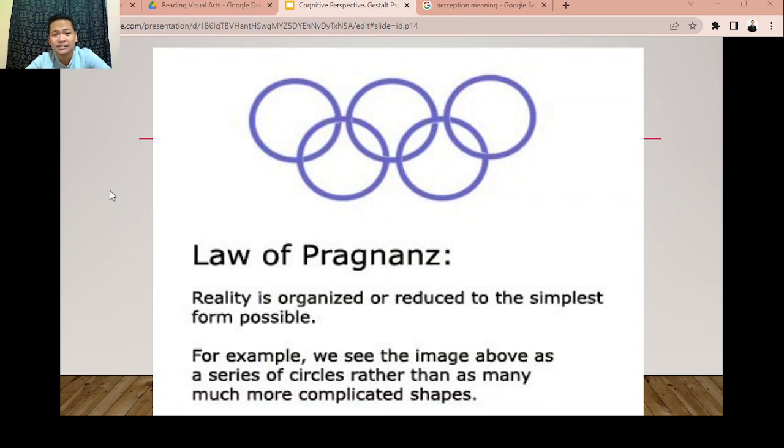This law holds that when you're presented with a set of ambiguous or complex objects, your brain will make them appear as simple as possible. It's innate in our brain that if you are presented with an object like this, no, our brain would understand it in the simplest form, in the simplest possible way. Okay? Anong application yan sa teaching learning process?